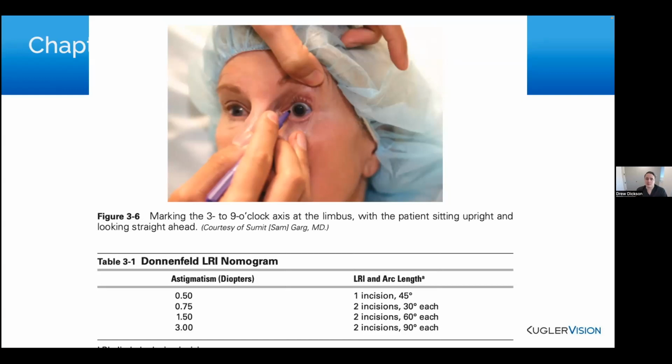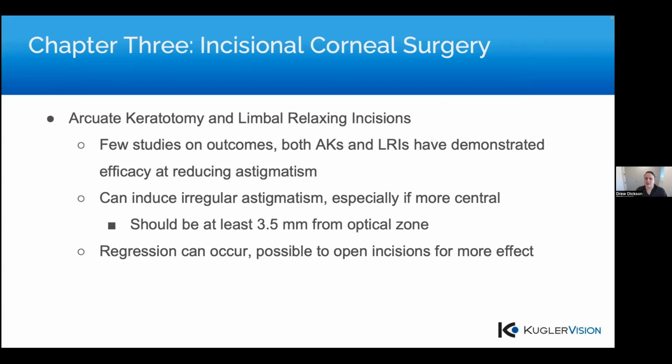There are nomograms you can use. There's an example of a nomogram here that tells you an estimated effect that you will get for each LRI or AK that you're making. So they're very useful. They can help a lot with astigmatism. Usually we'll consider them if the astigmatism is less than a diopter and greater than about half a diopter. Both have good outcomes. There's not tons of literature out there. Sometimes you can induce irregular astigmatism, especially if you're doing these more centrally. So you want to make sure you're at least 3.5 millimeters outside of the optical zone of the eye when you're doing these. So 3.5 millimeters out from the center of the cornea.